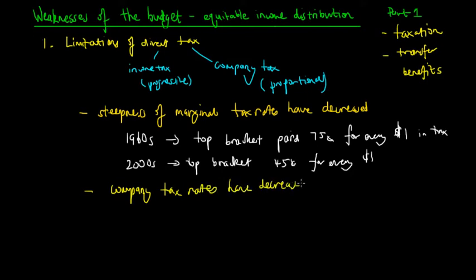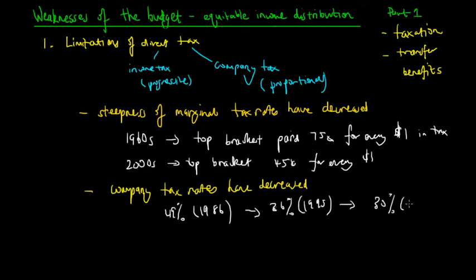And this is another similar concept to how personal income marginal tax rates have also decreased. So company tax rates have decreased from 49%, this was only 20 years ago in 1986, to around 36% in 1995, to 30% in 2002, and now it's even proposed that the company tax rate is going to be 29% starting 2012.